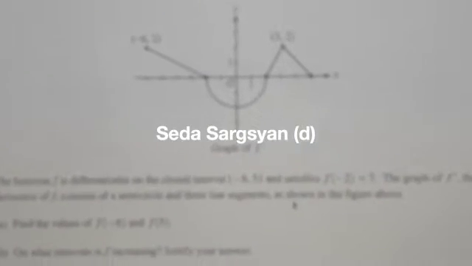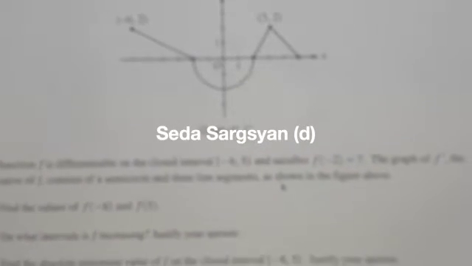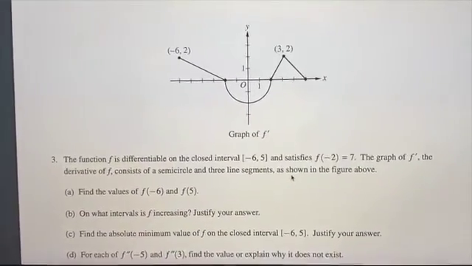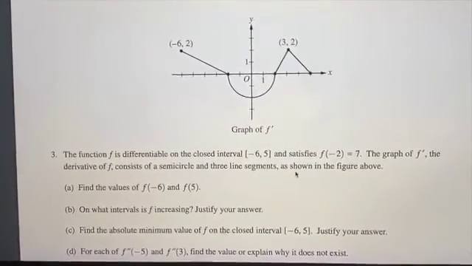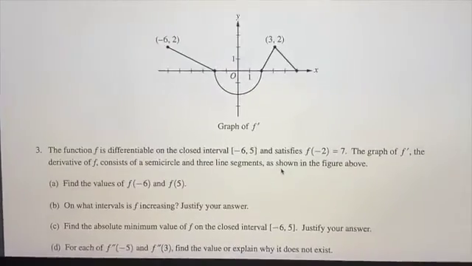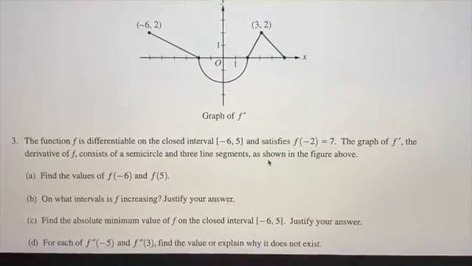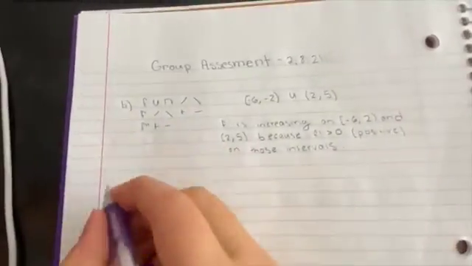So the second problem I'm going to be doing is part D. D asks, for each of f double prime of negative 5 and f double prime of 3, find the value or explain why it does not exist. So first we'll find f double prime of -5.